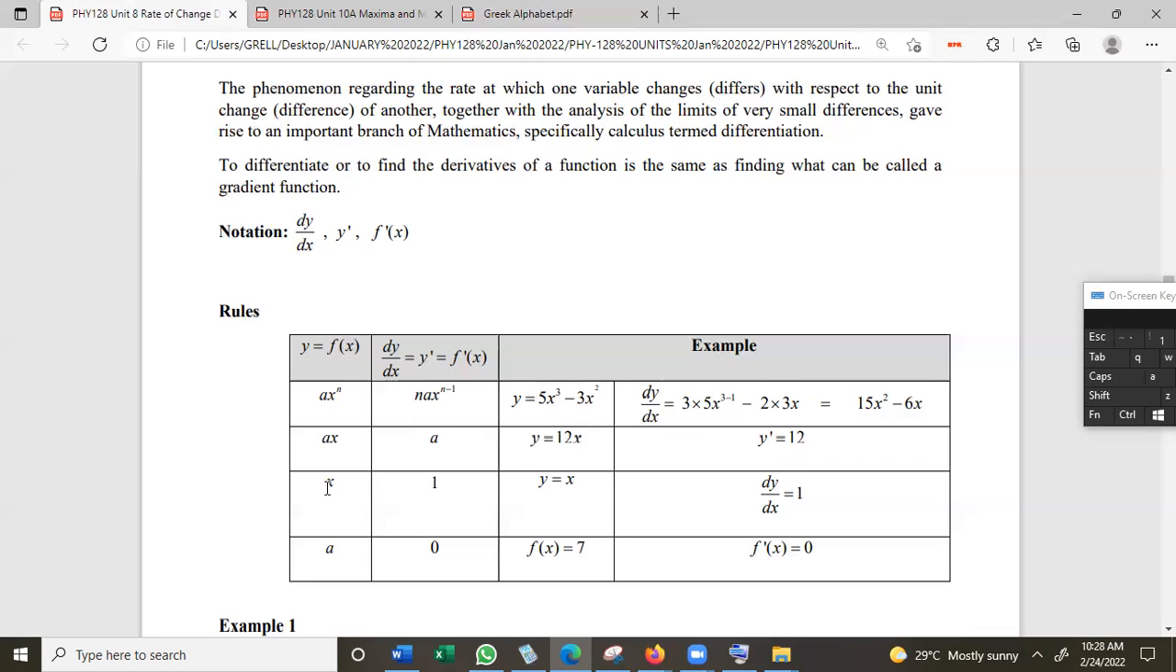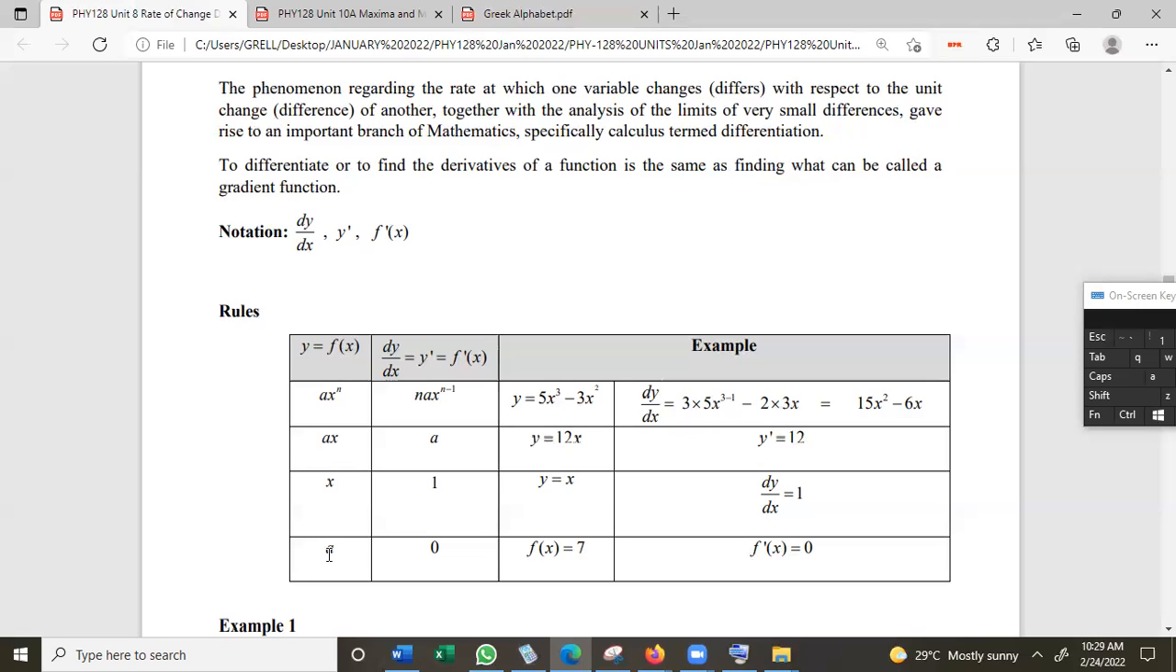Another example: when you have x by itself, x to the 1, then the derivative is 1, because there's an invisible 1 in front of the x. So let's say y is equal to x. You can clearly see the gradient of y is equal to x is 1. And here it is, the gradient is equal to 1.